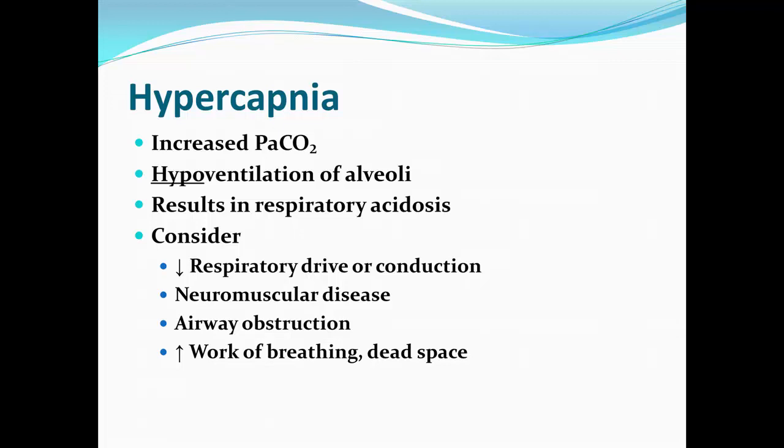So when we think about what we mean by hypercapnia, we're talking about an increase in the arterial partial pressure of CO2. So when we think about that arterial CO2, one of the things we want to keep in mind is hypoventilation of the alveoli. Remember that carbon dioxide is produced by the cells, and when we have hypercapnia, the amount of carbon dioxide that is being produced is greater than what's being removed. Therefore, the arterial CO2 content begins to increase.